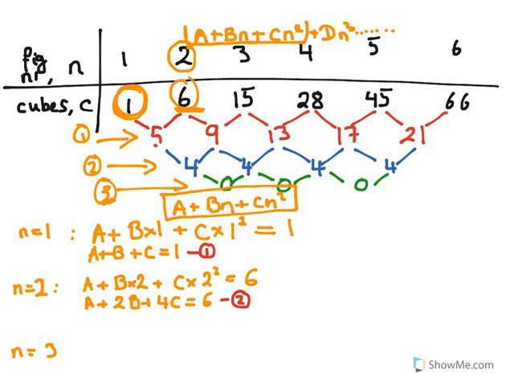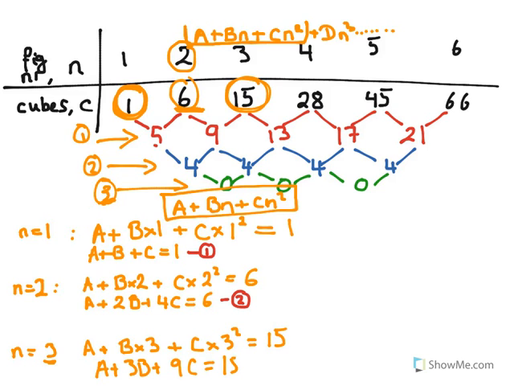We have a plus b times n, but n equals 3, so b times 3 plus c times n squared, 3 squared would be 9. And what's the answer when n equals 3? How many cubes do we have? We have 15. So we get a plus 3b plus 9c equals 15.